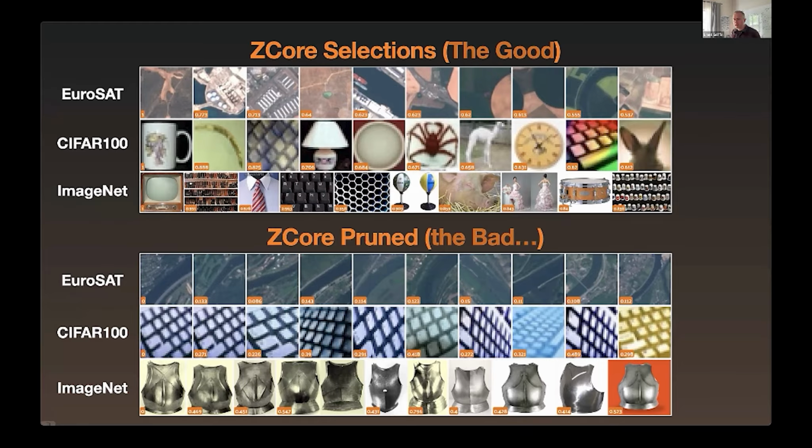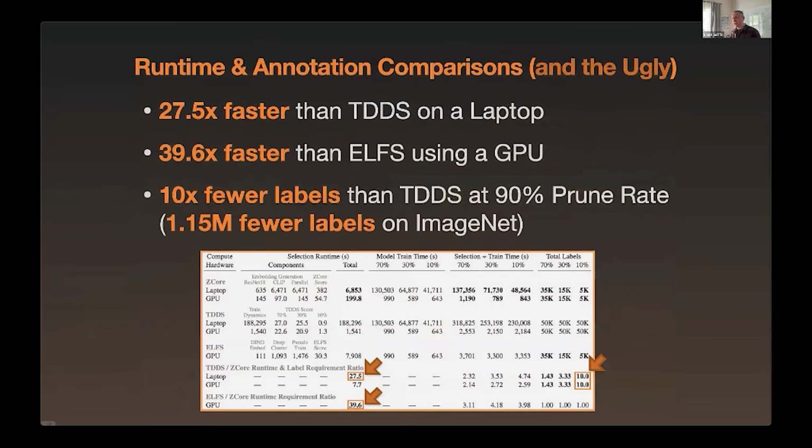And this is why ZCore is saying that this is not a valuable example to include. So we've talked about the good, we've talked about the bad. Now let's talk about the ugly. And this is the runtime and annotation comparison with those other state-of-the-art core set selection methods I mentioned earlier.